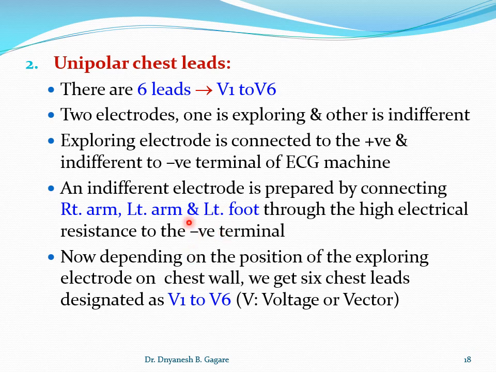Okay, now see about the exploring electrode. I just told, depending on the position of the exploring electrode on the chest, we get 6 leads, V1 to V6. Means the exploring electrode is on the chest, and the remaining 3 points are connected through the indifferent electrode to the ECG machine. Like this simple connections are there. Again you see in the diagram, I will try to explain from the diagram.